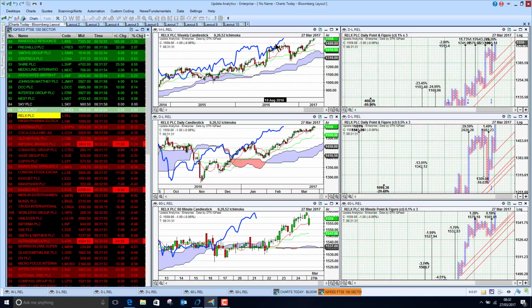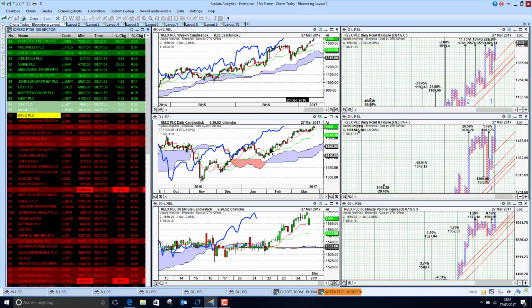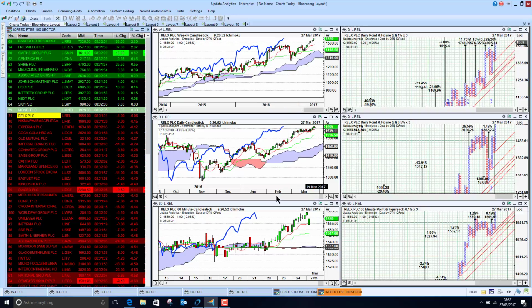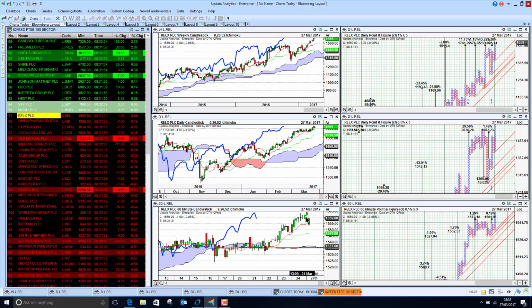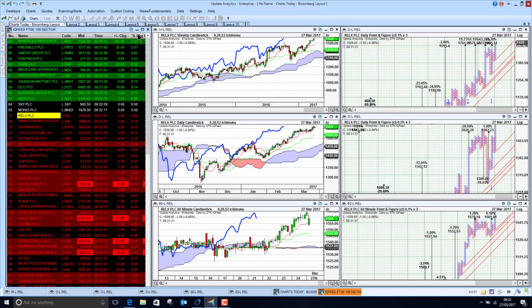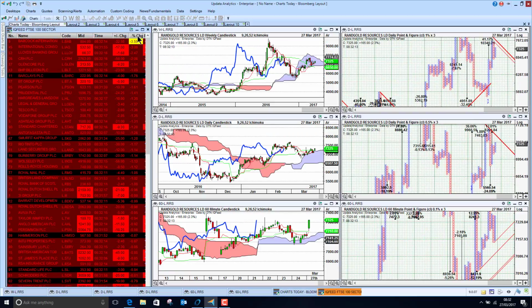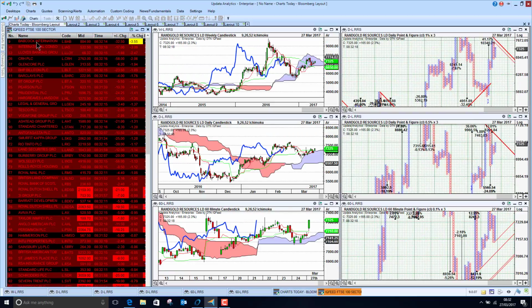a couple of weeks ago, making new highs on the weekly and medium-term charts, and still looking pretty bullish in the short term with upside targets. So that's quite interesting. Taking a look at the bearish side, it's lots of different things.